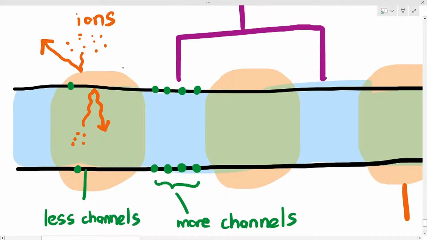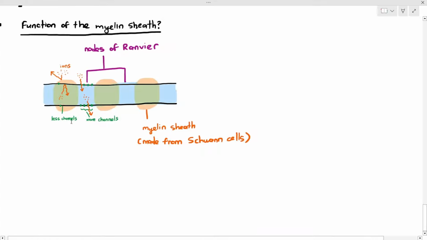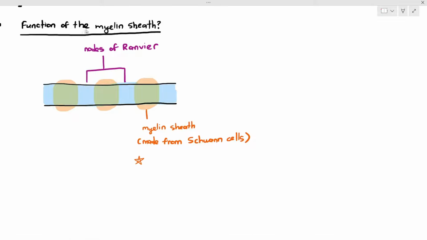But conversely, in the nodes of Ranvier, because they don't have that insulation and they have more channels, the ions will have an easier time diffusing into the axon or out of the axon, depending on the concentration gradient. So you might be thinking, okay, big whoop, why do I care? So let me just write it back again.